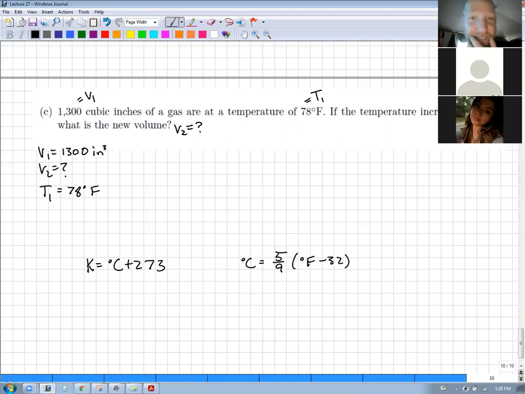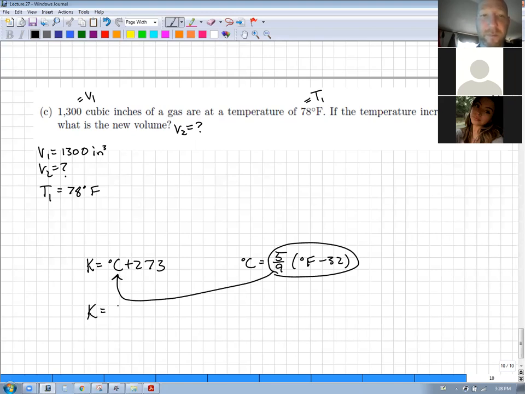We need to convert Fahrenheit to Kelvin. So if this is Kelvin and this is Celsius, we're going to take this and plug it in right there, right? So Kelvin is going to be 5/9 times (degrees Fahrenheit minus 32) plus 273. Substituting one into the other, now we have Kelvin in terms of Fahrenheit. So T1 here is going to be 5/9 times (78 minus 32) plus 273.